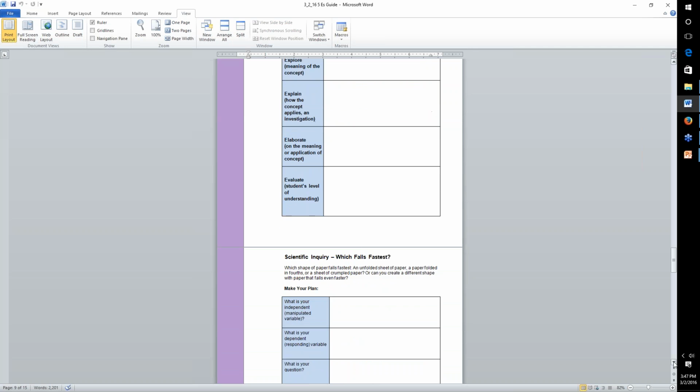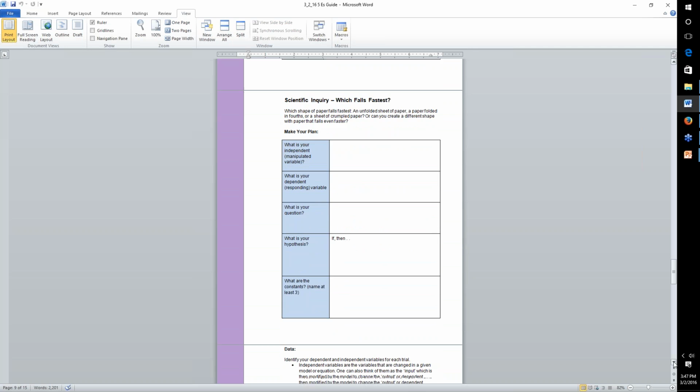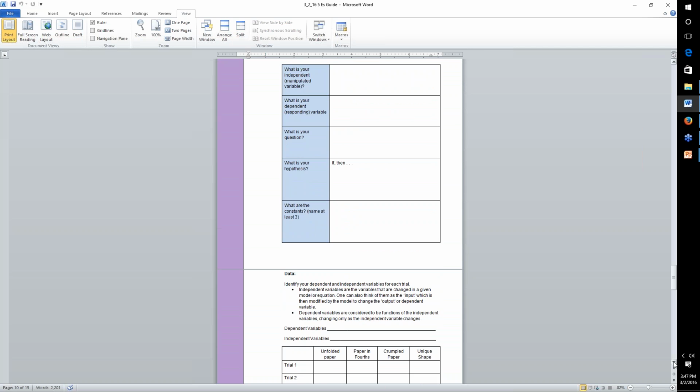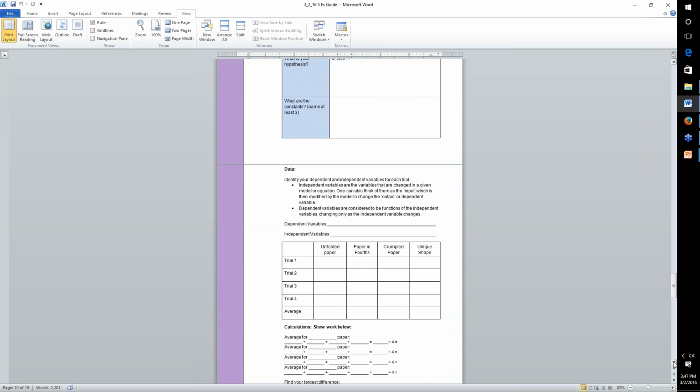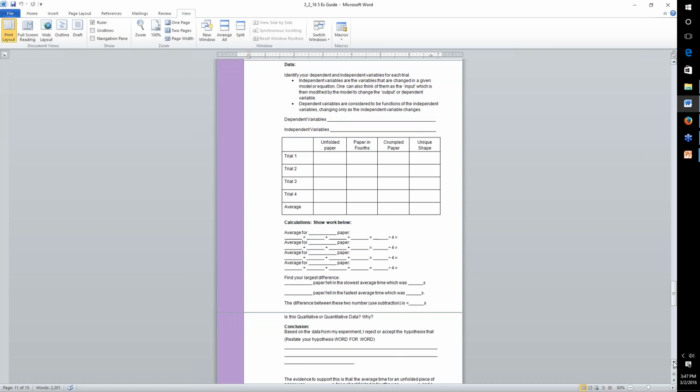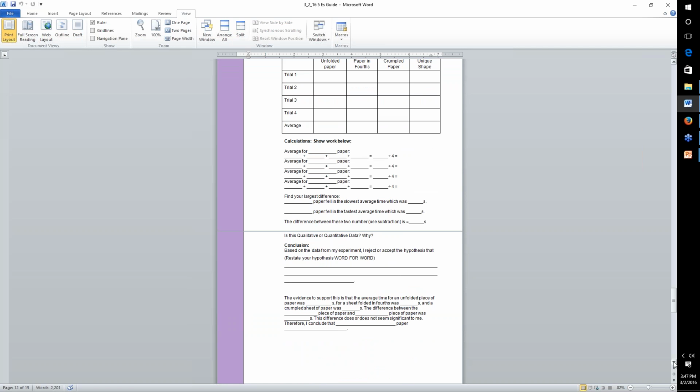On page 10, you have the different shapes of paper scientific inquiry, which falls fastest. Students can identify their independent variable and their dependent variable, get their if-then questions going, and of course collect the data. There is a sheet there, and then they can draw their conclusions from that.